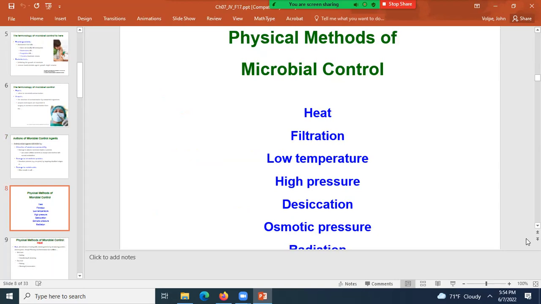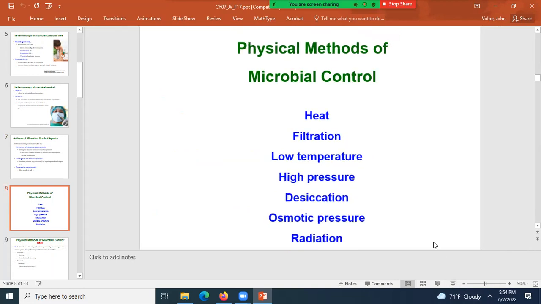All right, let's talk about the physical methods for controlling microbial growth. You can heat microbes, you can filter them out, you can use a low temperature to control their growth, and this doesn't tend to kill them, it tends to stop their growth. You can use high pressure to kill them, you can use desiccation, you can use osmotic pressure, and you can use radiation to control microbial growth.